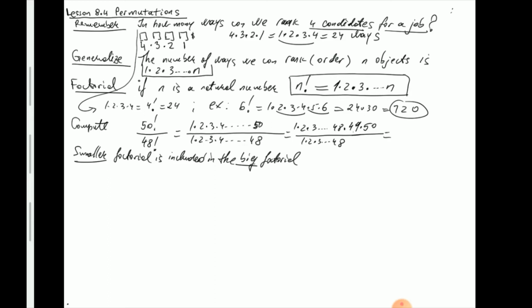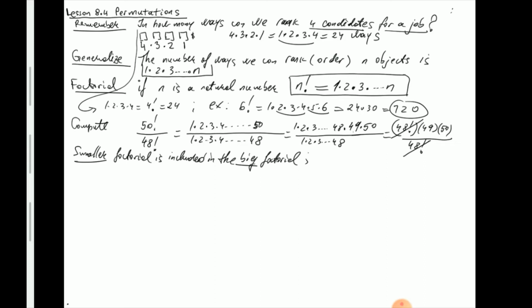So you can think of the numerator as 48 factorial, but multiplied by the additional factors 49 and 50, whereas on the bottom, like I said, is just 48 factorial. So we don't need to write down all the factors like I did here. All you gotta remember is that when you simplify 2 factorials, the smaller one disappears completely, and the bigger one remains only with the additional factors.